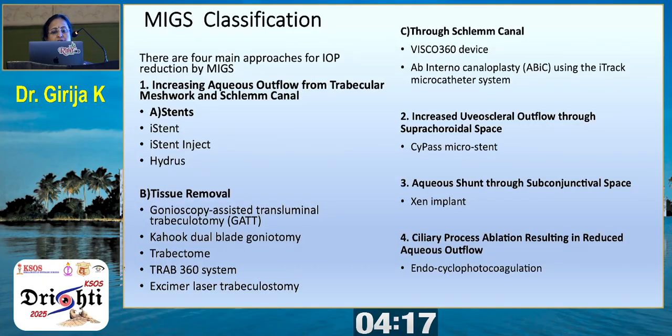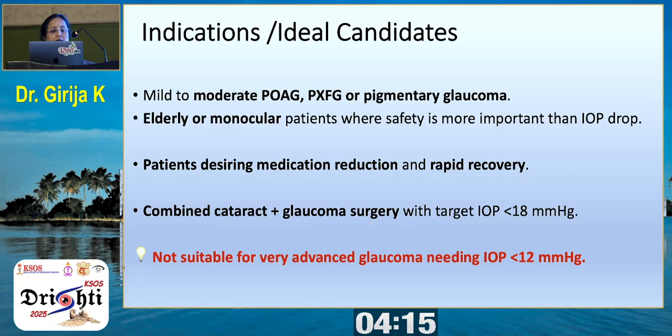This is a classification of the procedures. I won't go into that. Usually it is done in mild to moderate open angle glaucoma, pseudoexfoliation or pigmentary glaucoma, elderly monocular patients where safety is more important than IOP drop, and patients desiring medication reduction and rapid recovery, combining cataract and glaucoma surgery with a target IOP of less than 18. It is not suitable when you are expecting a greater reduction, like advanced glaucoma with a target IOP of less than 12.